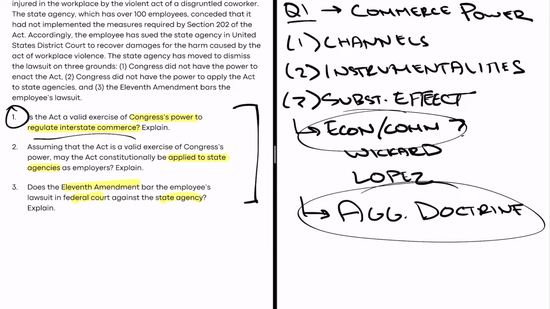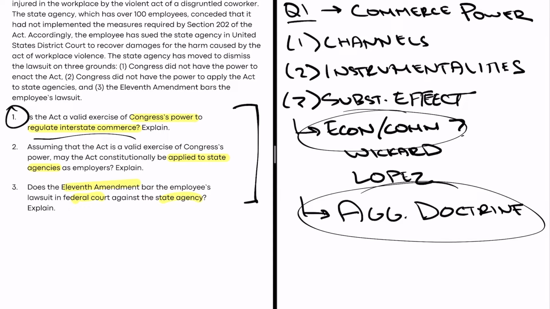Of course, in a decision like Lopez, the court is not allowed to apply the aggregation doctrine because that's a non-commercial activity. So you can't say in the aggregate, does possession of a gun in a school zone have a substantial effect on interstate commerce? You have to just look at it in a more isolated way. And Congress is not going to be able to show that possession of a gun in a school zone has a substantial effect on interstate commerce, right? That's just not going to work.